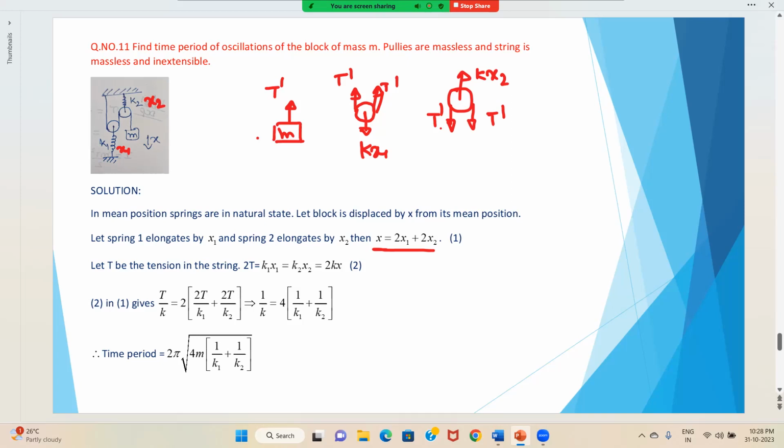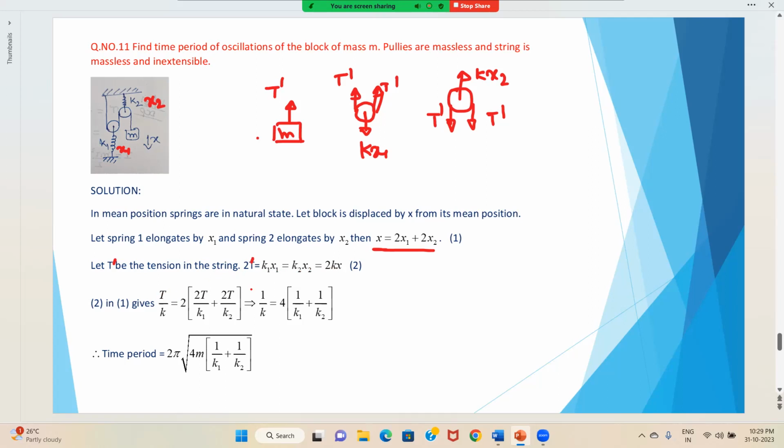And we have taken here that pulleys are massless. So pulleys are massless means net force on the pulley must be zero. So we can write 2T dash equal to kx2, 2T dash equal to kx1. That is what we have written here, right? Let us make a correction here: tension T dash, because we are taking T for time period. This also T dash. So 2T dash equal to k1 x1, that is equal to k2 x2, right? And that is equal to here 2kx, right?